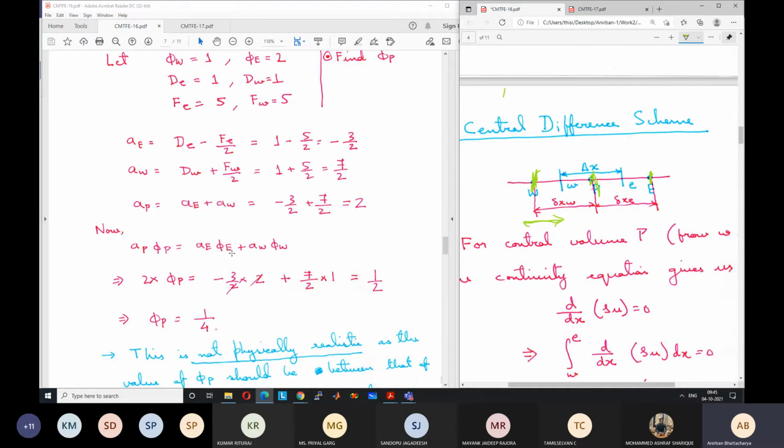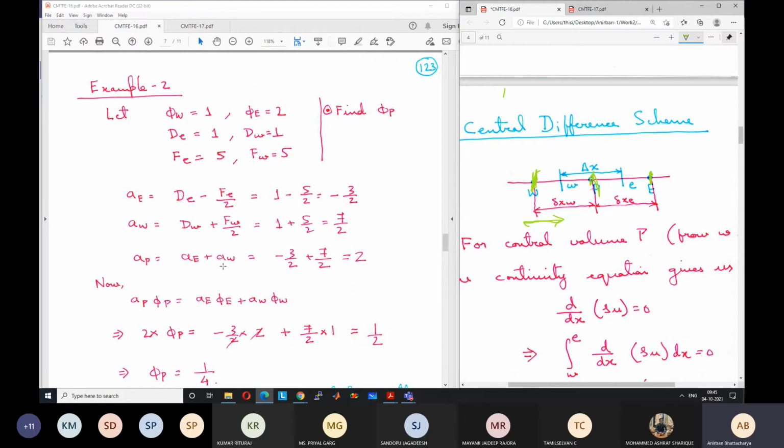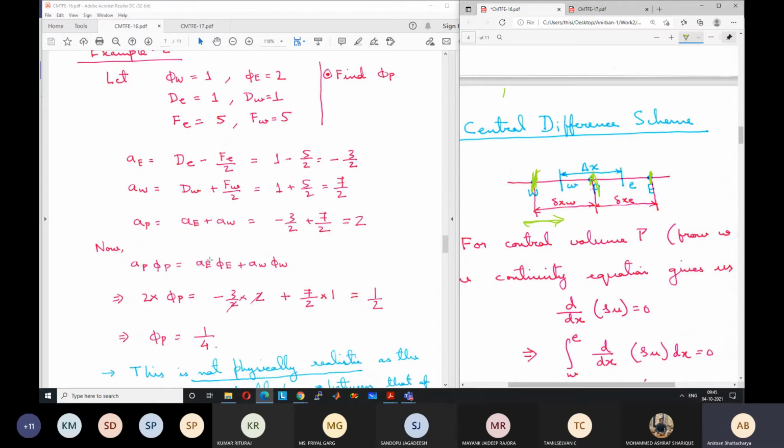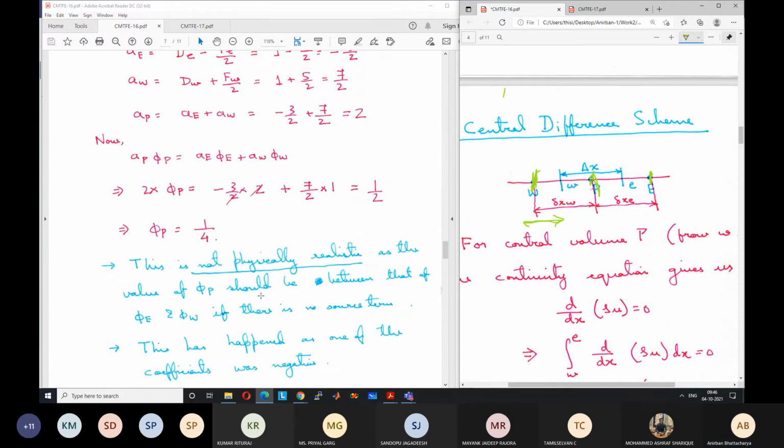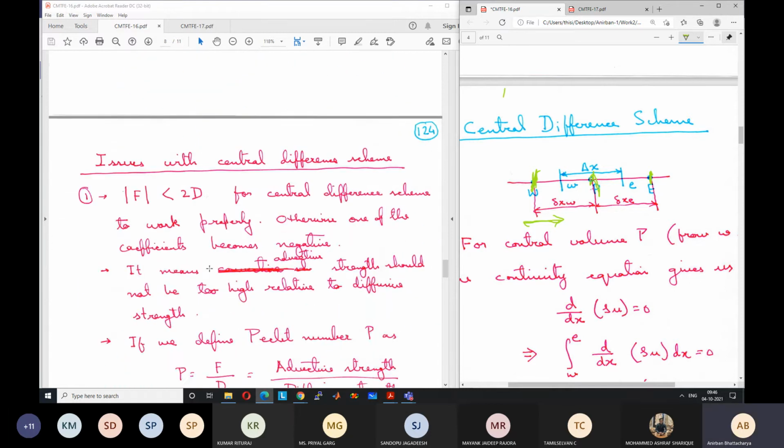Okay. So we see that the central difference scheme is not always a good way to approximate or discretize the equation. It can lead to errors. And we have seen that it leads to errors when the convective strength is large. So to summarize, this is not physically realistic as the value of phi p should be between that of phi east and phi west if there is no source term. And as I have told, this has happened as one of the coefficients was negative. So there are certain issues with the central difference scheme.